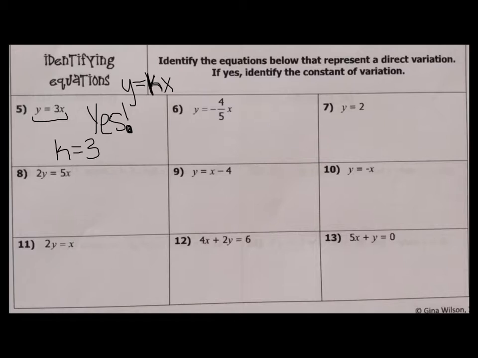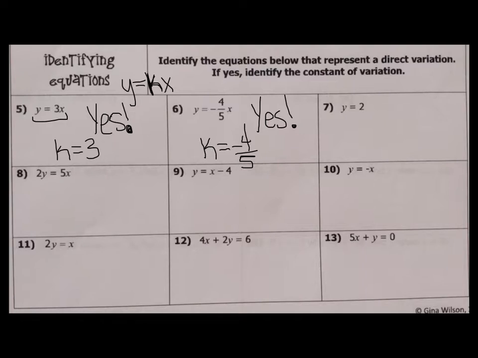Let's take a look at number 6. This one is a direct variation equation. Y equals negative 4/5 x. Yes, this is direct variation. There is a number multiplied by x. Our value for k is negative 4/5. It is okay that that is a ratio or a fraction.